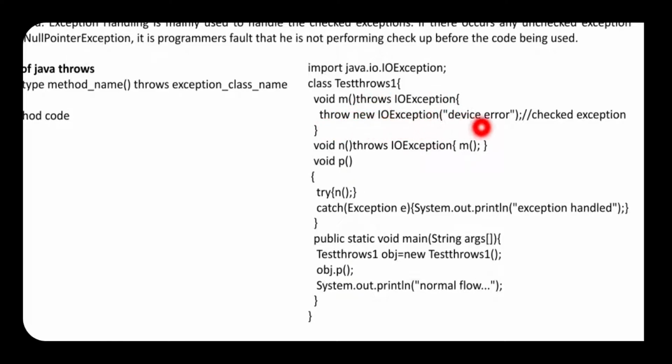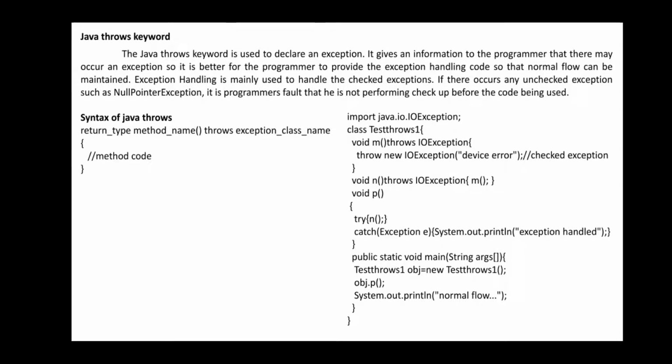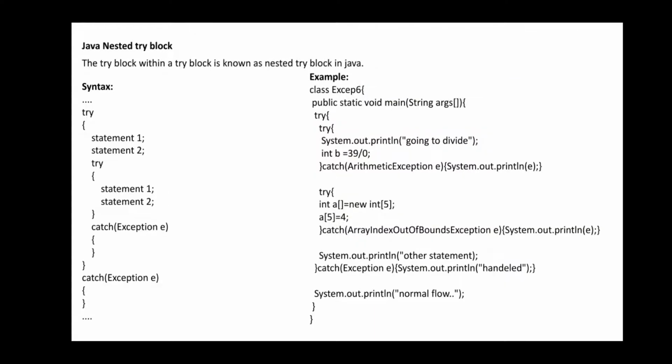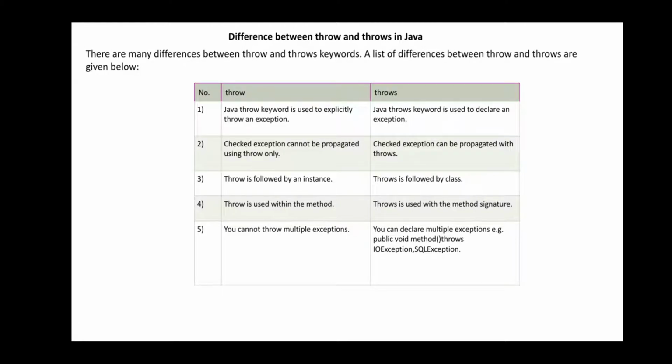New IOException means this is checked now. You are having a problem that is sent to catch, and catch is going to say device error, exception handled. So this is what is meant by throws. You are making sense within a program that we are going to check for problems before using the code or before executing the code. That is nothing but what is called throw and throws.